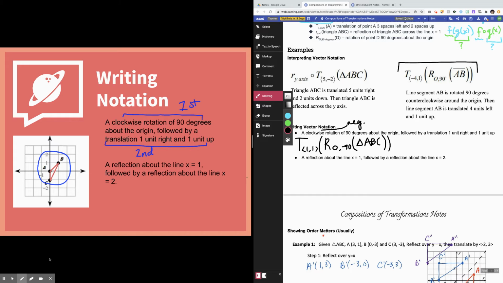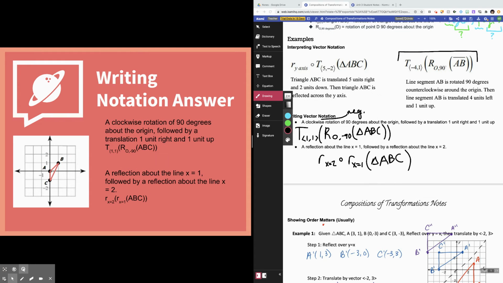Okay, so I want you to try this second one. Remember that a reflection is a lowercase r, not an uppercase R. Okay, so give that a try and then check back with me and we'll see how you did.